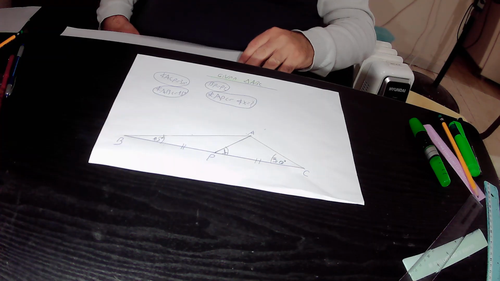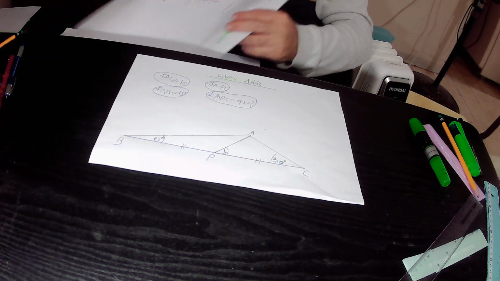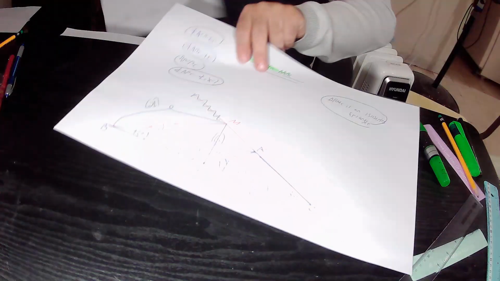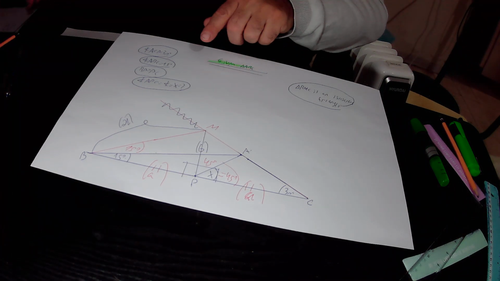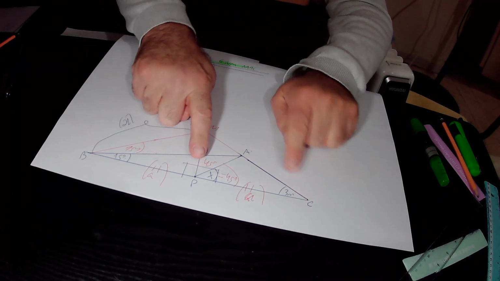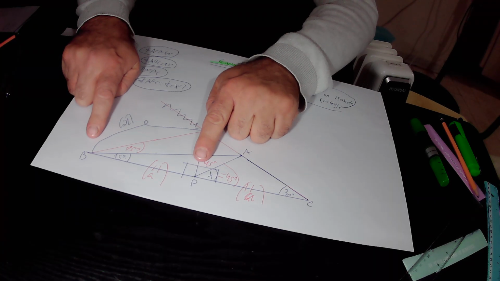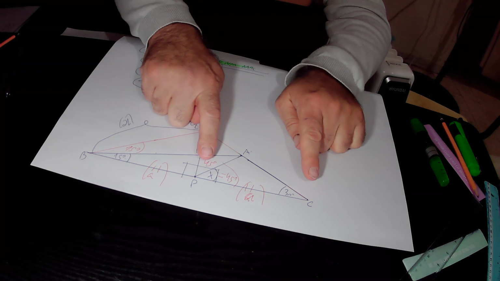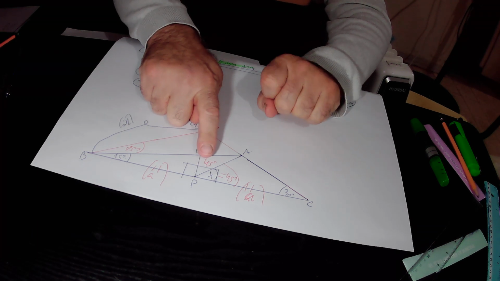So, in the first step, because of the fact that BP equals PC, we define the length of BP as 8, therefore PC must also be equal to 8 because they are equal to each other according to what is given in the question.